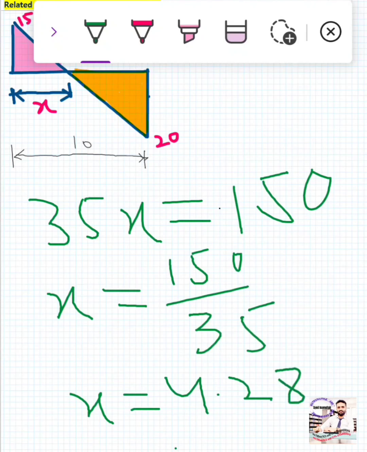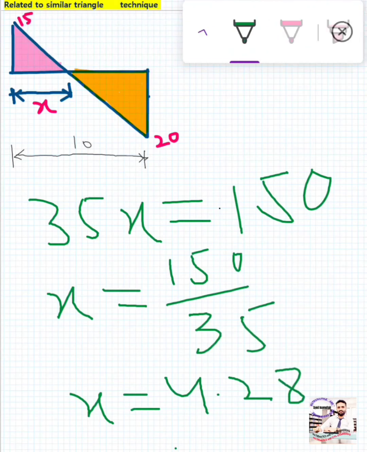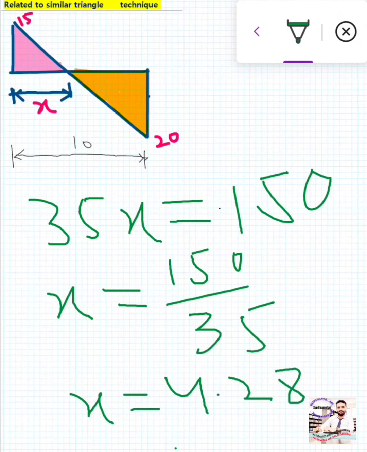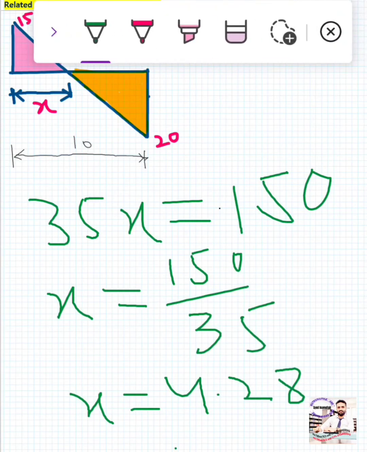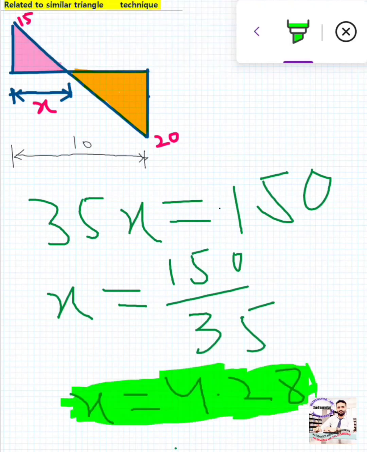4.28. This is the answer for the base length of the first triangle. So by dividing 150 by 35, we get the value of x, which is 4.28. Now we can also find the base length of the second triangle by subtracting 4.28 from 10. So we will get the base length of the second triangle.